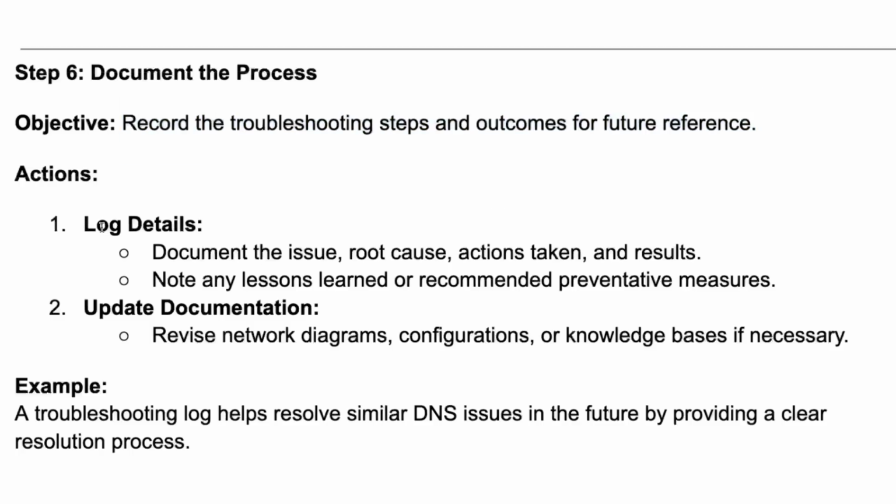The actions for documentation would be to log the details. So document the issue, the root cause, the actions that were taken, the results, and note any lessons learned or recommended preventative measures. Update the documentation. So revise your network diagram, your configurations or knowledge base if necessary, and update your playbook if necessary. Usually there's some kind of a playbook or a user's manual that's available to every single person inside of IT, so that they know where to go to find solutions. And if the solutions that are already inside the playbook or the manual don't work, you need to add whatever did work. After you've resolved the issue, you update the playbook, you update the manual, so that everybody else is in the loop and they know what to do in the future.